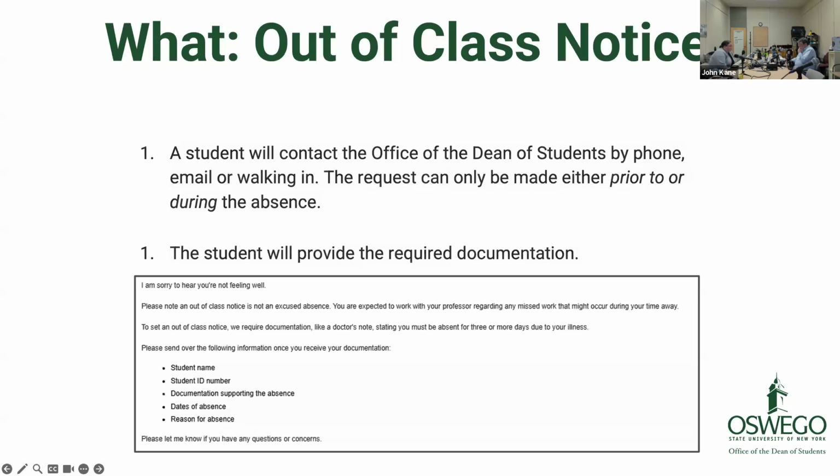With an out-of-class notice, a student will contact us by phone or email, or sometimes they walk in, and that has to be made either prior to their absence or during their absence. We cannot do these retroactively. So the student will provide the following documentation. And this is the exact template that we pull from our email.